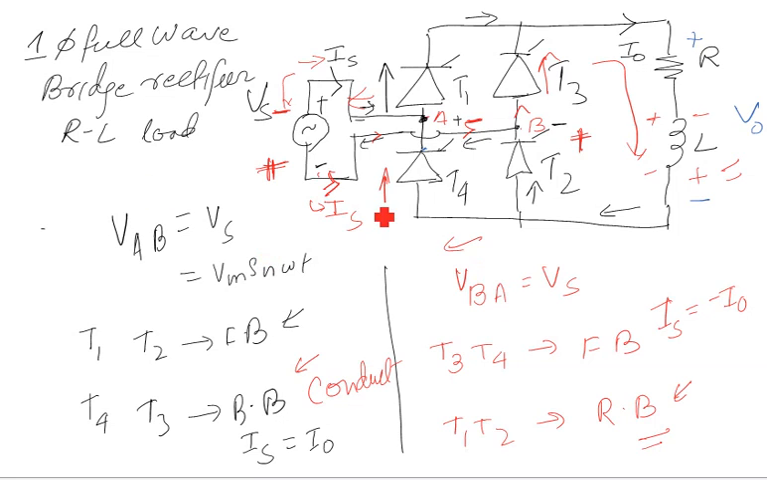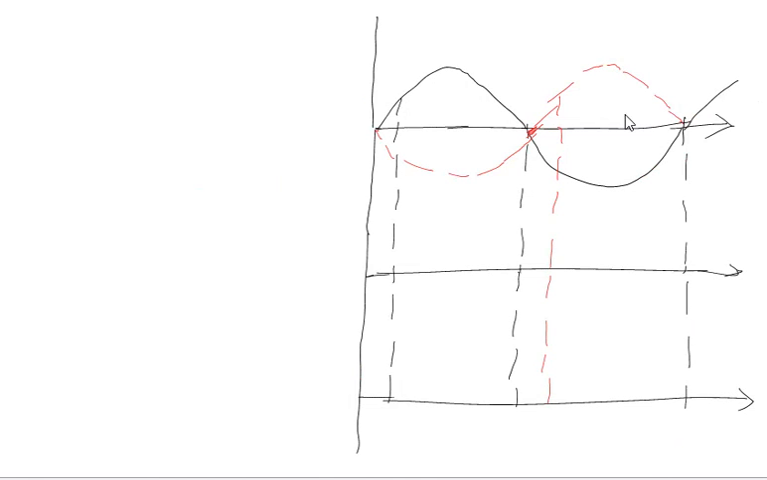Okay, so I hope this explained. It is quite similar to the R load, the operation of this full bridge rectifier. Let us see the waveform. So here in the first cycle, this is my Vs and this is my omega t, this is my V naught and this is my omega t, and here this is my I naught and omega t. Okay, so let us see.